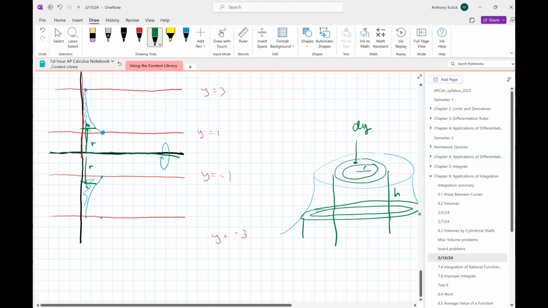Okay. So this radius is going to be, oh, I shouldn't have drawn it that way. That's not really what I mean. Yeah. Okay, that's fine then. Everybody's okay? So the radius is just the y, right? And this height is just going to be the x, which is 1 over y. Everybody agree?